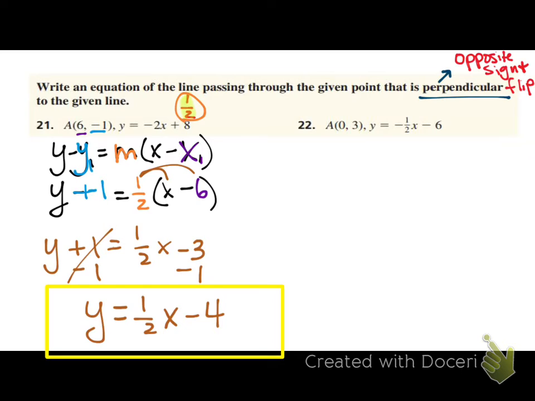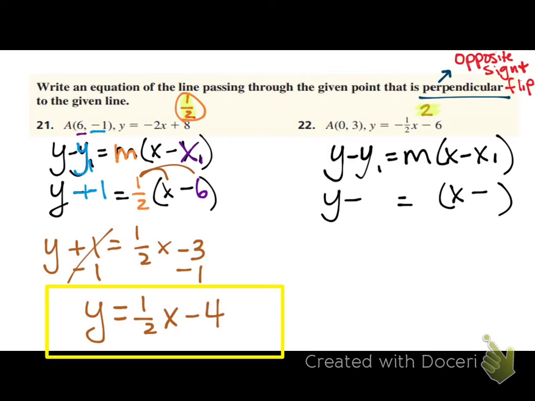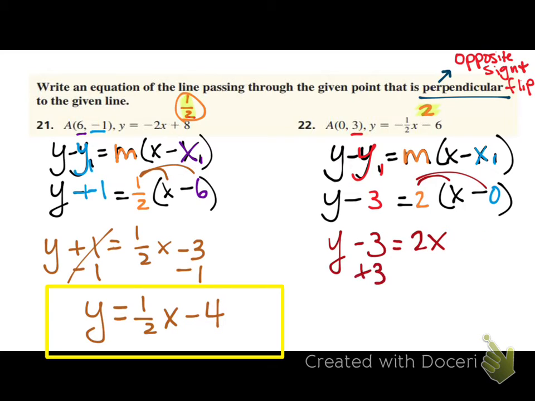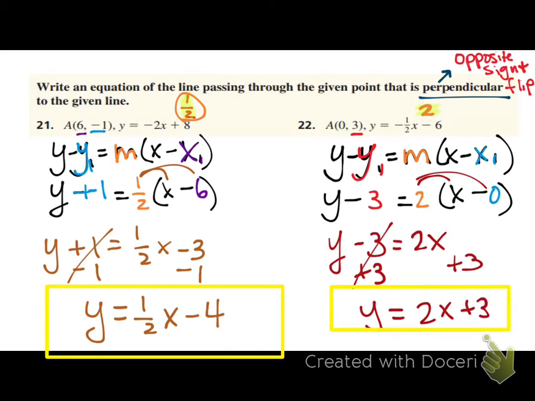22, what's the old slope, the given slope? -1/2, so then perpendicular to that will be 2. So we're going to use +2 as our slope. Y minus y1 equals m times x minus x1. So my y-coordinate is 3. And then my slope is 2. And then my x-coordinate is 0. Distribute 2 times x. And then 2 times 0 is just 0. You don't need to put anything there, but if you like a placeholder, you can put that. But I personally am not going to. Y equals 2x plus 3. Good.